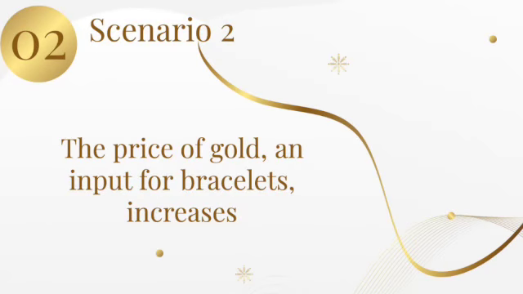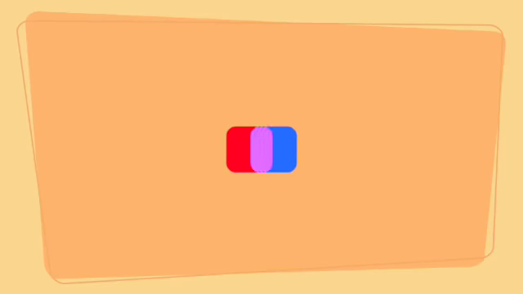Scenario 2, the price of gold, an input for bracelets, increases. Breaking news. The economy has been really unstable lately. The price of gold has skyrocketed to an all-time high. It used to cost me one piece of gold to make a bracelet. Now it costs me two. Pause here and try for yourself.